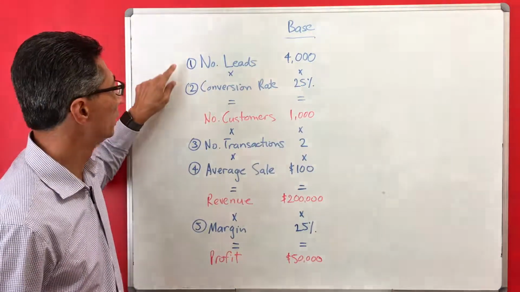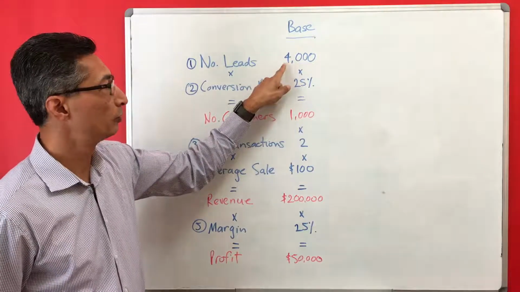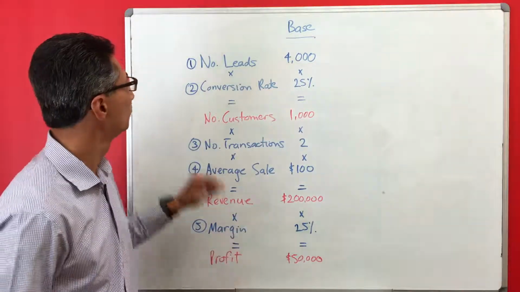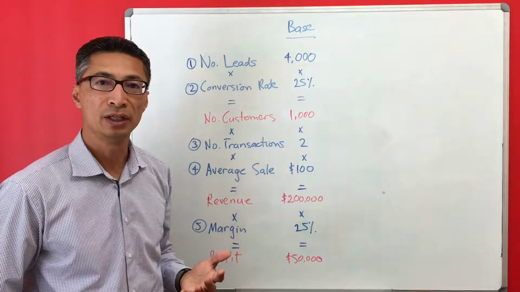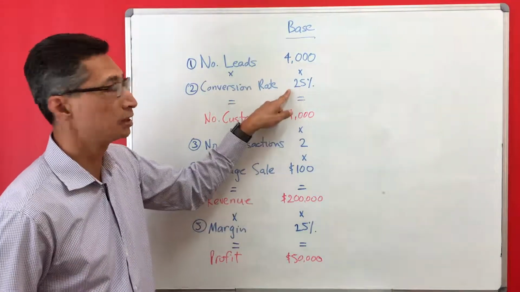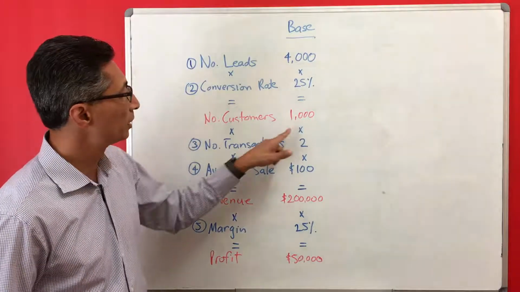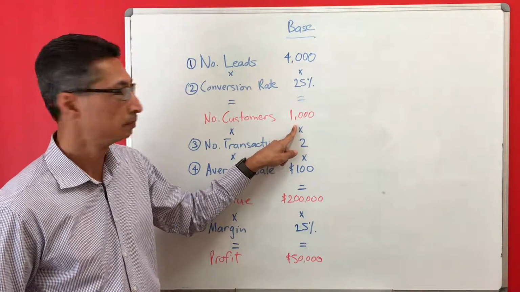So the 5 areas are number of leads. All right, in this example, there are 4,000 leads every year, for example. The second is conversion rate. So how many or what percentage of those leads are converted to customers, right? In this case, it's 25%. And what that does is it gives us 1,000 customers.